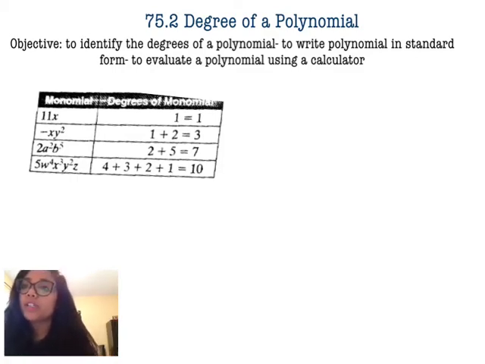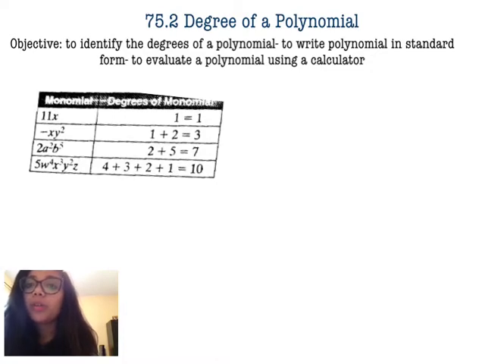Chapter 5, Lesson 2, Degree of a Polynomial. So the objective is to identify the degrees of a polynomial, to write a polynomial in standard form, and to evaluate a polynomial using a calculator. Like I said before, for the rest of the year we're going to be doing algebra. Next year you're going to be allowed to use a calculator, so I am fine with you using calculators from now on until the end of the year.